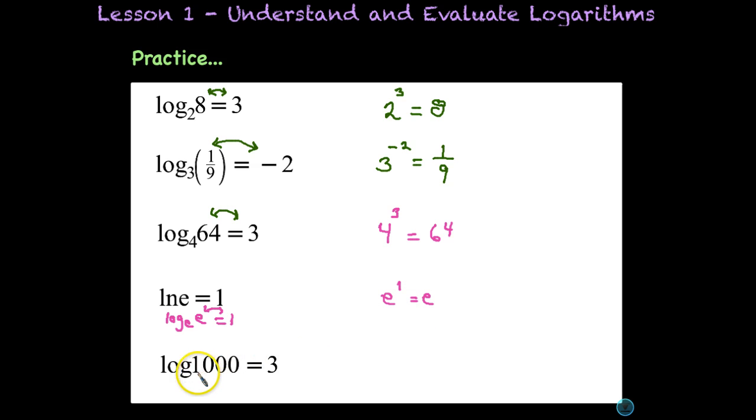All right, how about this last one? What is our base? Again, I don't see a base just like up here. Well, we know that our base, if it's not shown, is going to be 10. So this is really log base 10 of 1000 equals 3. Let's go ahead and apply our rules. So we would use our base and keep it the same, and then we would switch our numbers. So we would have 10 to the third equals 1000, which again we know to be true.